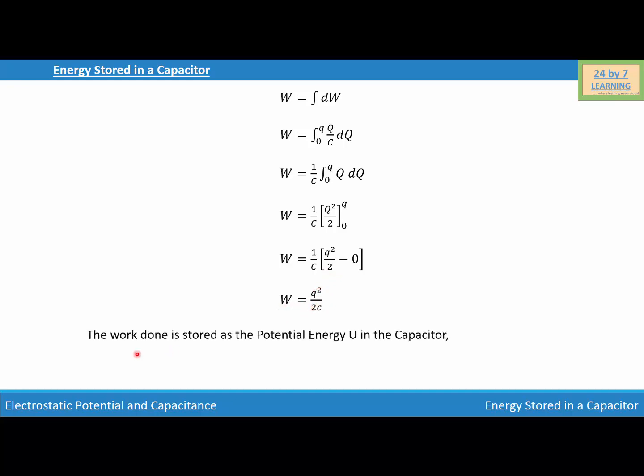Now we know that the work done is stored as the potential energy U in the capacitor, so we have U is equal to Q square over 2C, because this work is basically a potential energy. So U is equal to Q square over 2C, and this is our equation number 1.